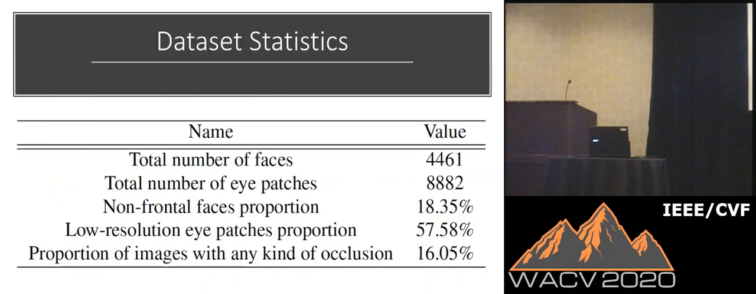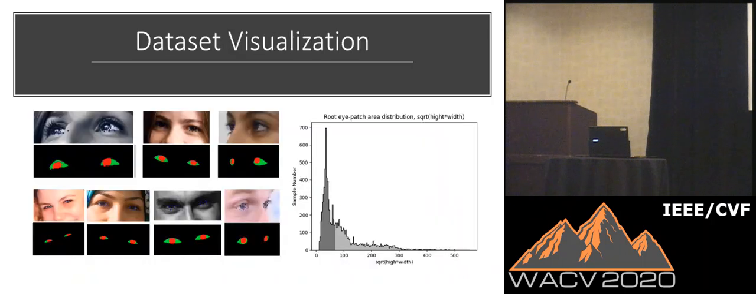More than half of the eye patches in our dataset are at a resolution lower than 70 pixels, and hence are quite blurry and challenging to segment. Also, between 15 and 20% of the images are captured at a non-frontal pose or include occlusions. Here are some further examples from our dataset.